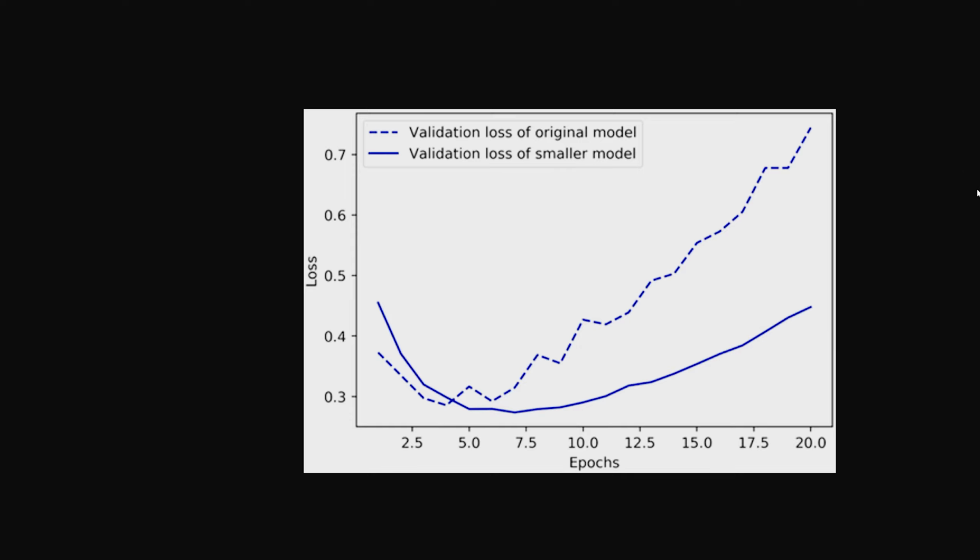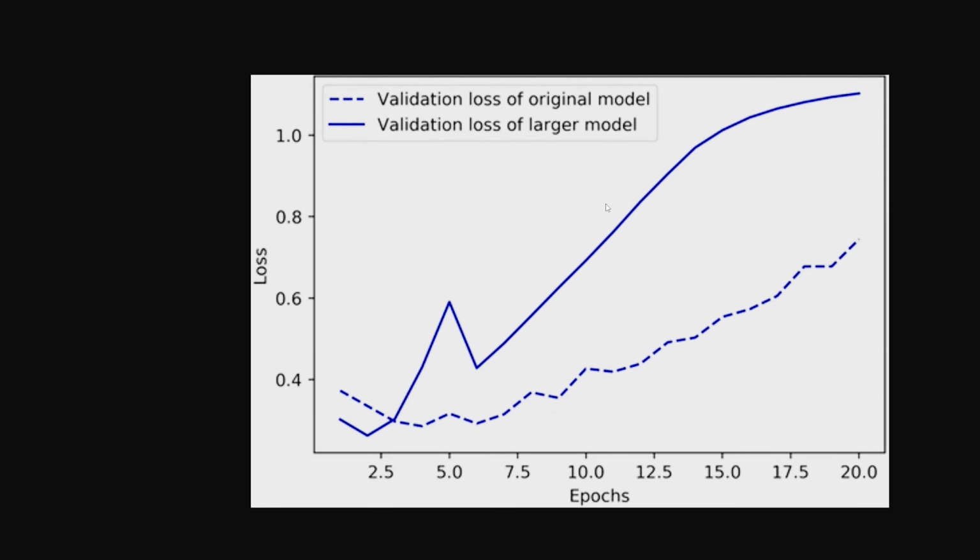So if we plot those neural networks after training them, this is what we get for the validation loss. You can clearly see that with the original model, the dotted line, it starts to overfit more quickly than the smaller model does, which lines up with what I said. A more complex model has a tendency to overfit more quickly. Same story with the other comparison.